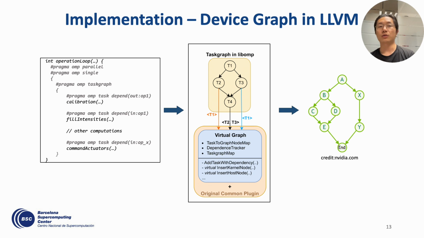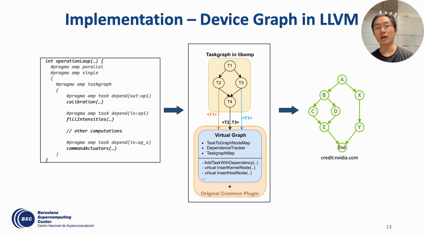So I'm going to present very quickly the implementation of how we map the host task graph to the device graph in LLVM. So let's look first at the code I'm showing. Again, it's similar to what we have seen previously. We have a task graph region in which we define our own tasks with their dependency relationships.